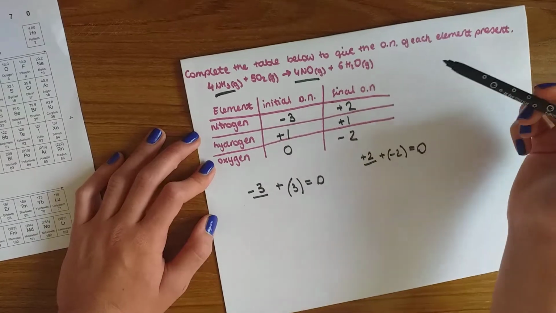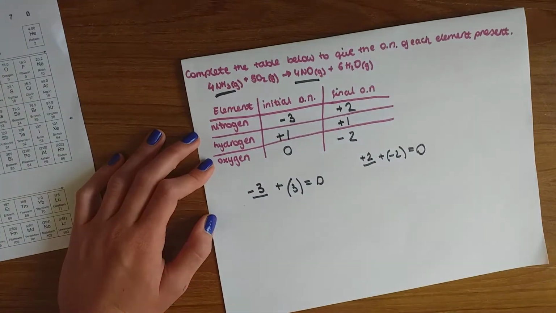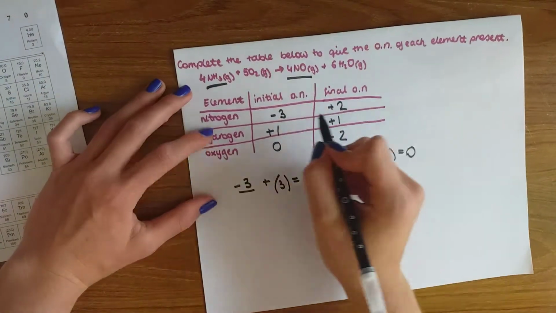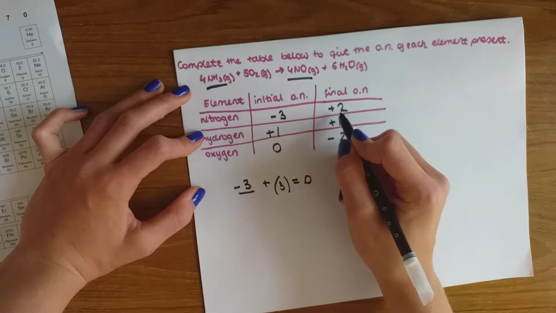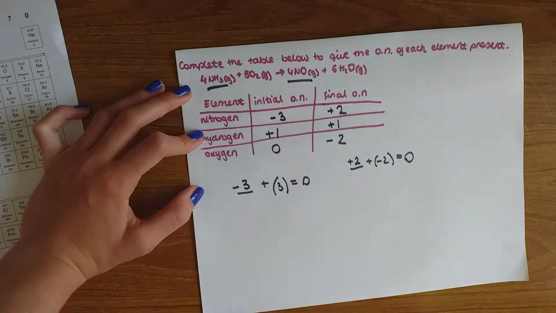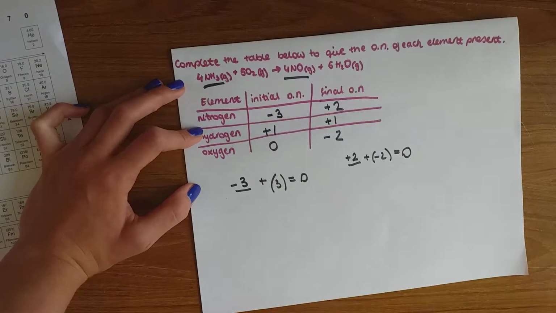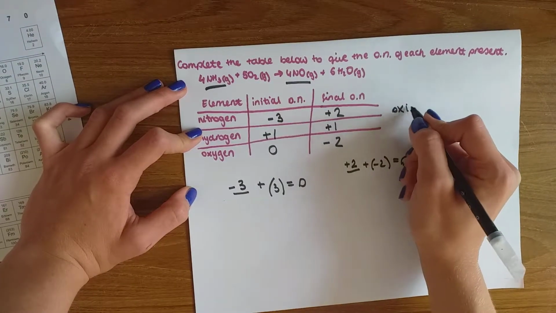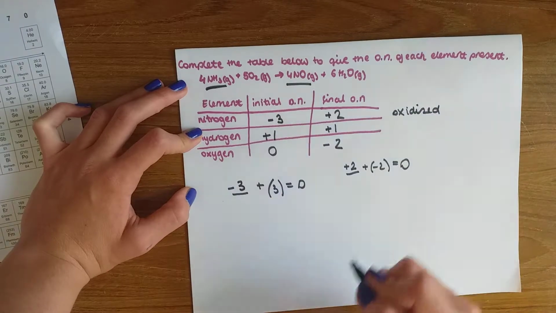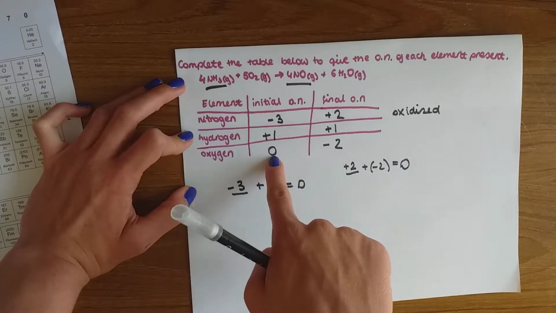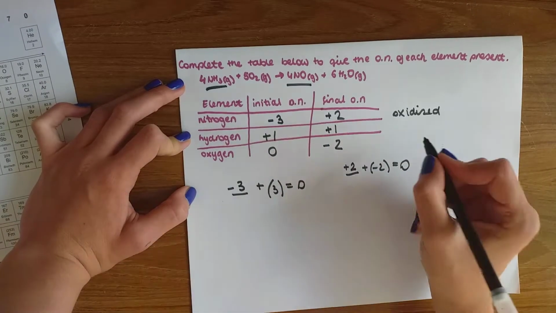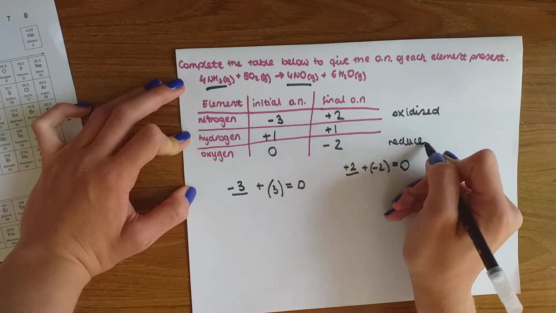You can also say which one is reduced, which one is oxidized, and which one's neither, but this is not what the question asks, so if you just want to practice it, nitrogen goes from -3 to +2. This means it lost electrons, and if it lost, it's oxidized. Oxygens went from 0 to -2, so it gained 2 electrons, so it's reduced.